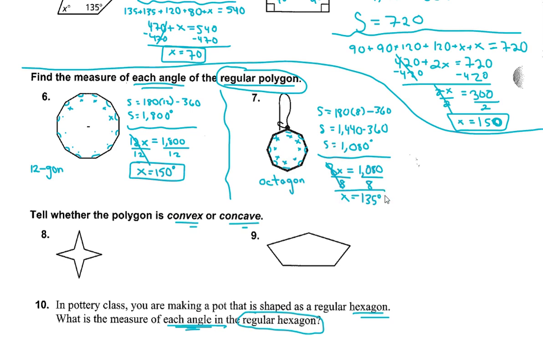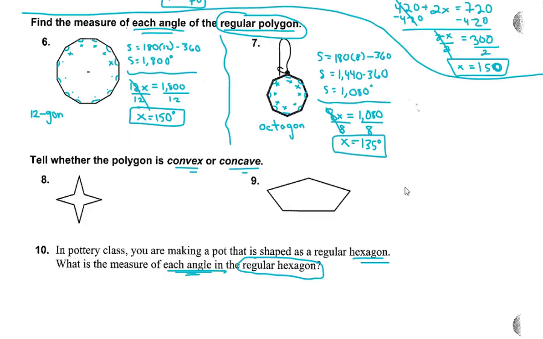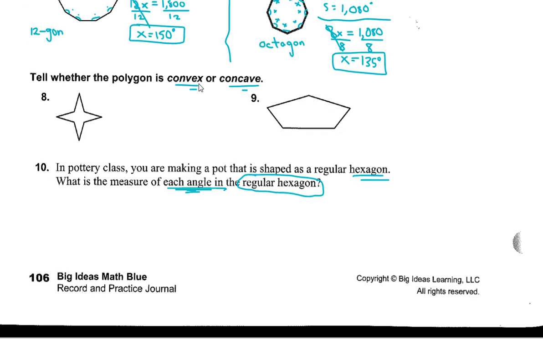So it's the exact same process as the previous problem. We just get a different number because we had a different number of angles. All right, numbers 8 and 9. Tell if it is convex or concave.